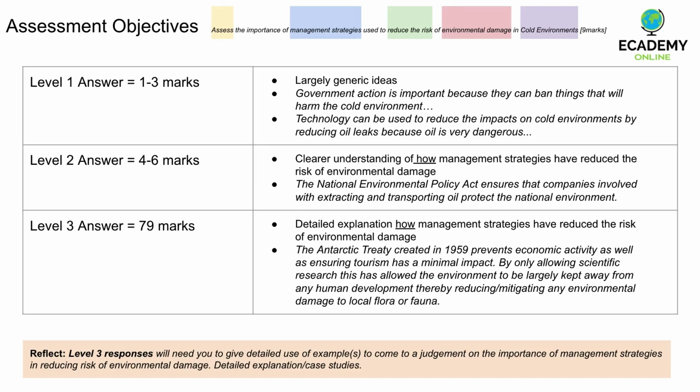So going back to the assessment objectives for level 1, 2 and 3, if you're going for a level 1 answer, 1 to 3 marks, your ideas are going to be largely generic ideas. So for example, you may say something along the lines of, government action is important because they can ban things that will harm the cold environment. So no examples given, just a general vague idea of government intervention.